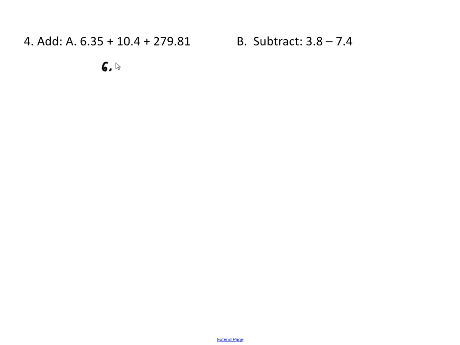and add them. So we're going to take 6.35, and the first number we're going to add to that is 10.4, which we're going to rewrite as 10.40. Now as we go down each column, we see that we've got a tens column, a ones column, the decimal point, the tenths column, and the hundredths column. So now we're just going to add going from right to left.